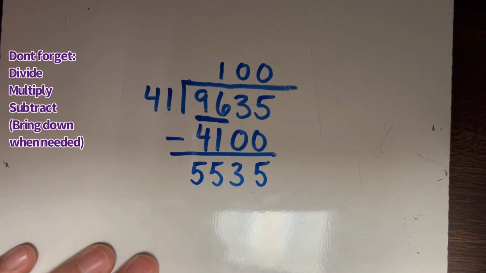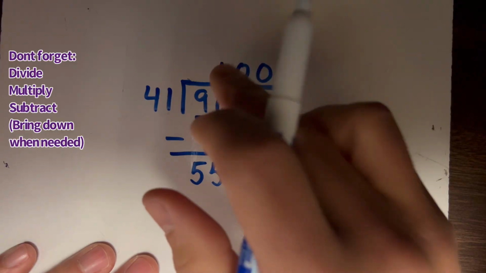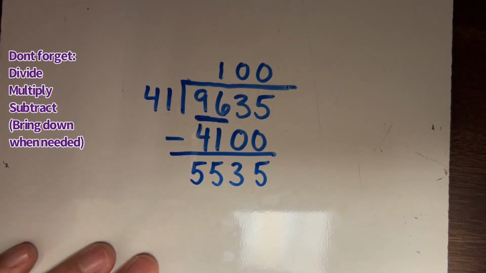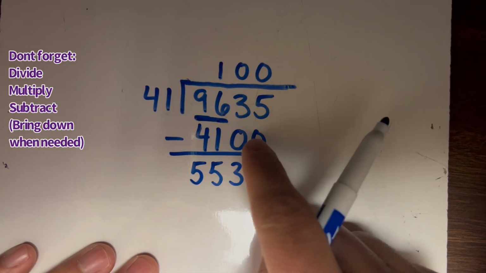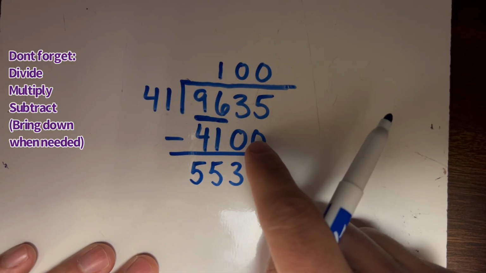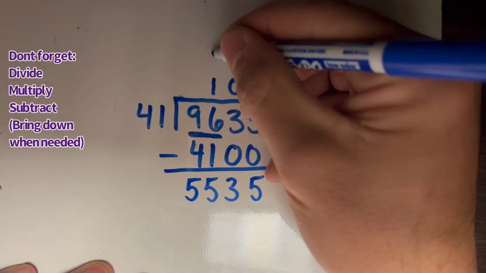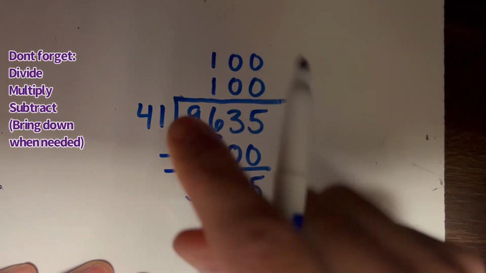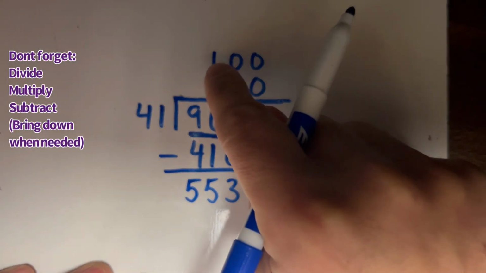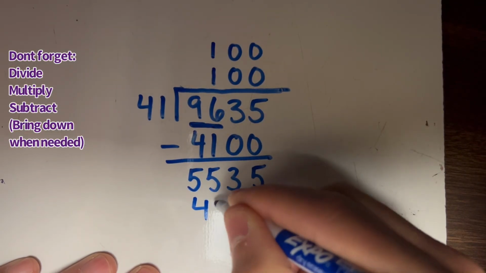Okay. Now looking at this, I just realized I could have probably used 200 up here, but the nice thing about partial quotients is you don't have to. We just have to do an extra step now. Because this number, 4,100, is less than my remainder, I can use that again. So I'm going to do another 100 on top. And again, that just means I'm doing 41 times 1 with 2 zeros on the end. I can use that again.